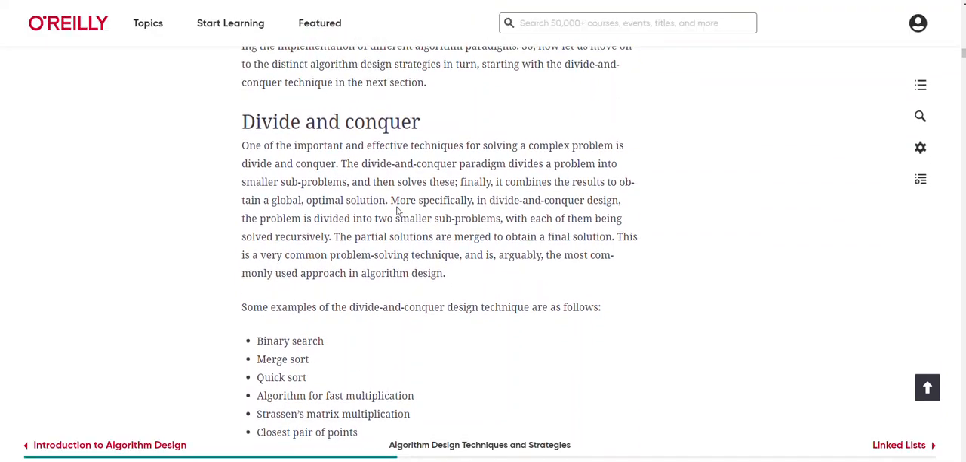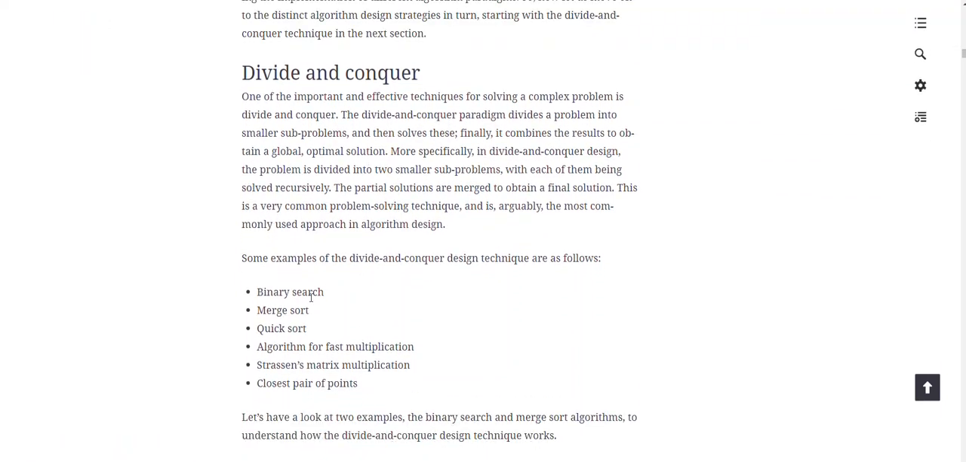Divide and conquer. I've gone through and talked about it. We've got different algorithms that use this divide and conquer logic. So binary search uses the divide and conquer paradigm, where my data set is sorted, and that's the key factor. I need it to be sorted.